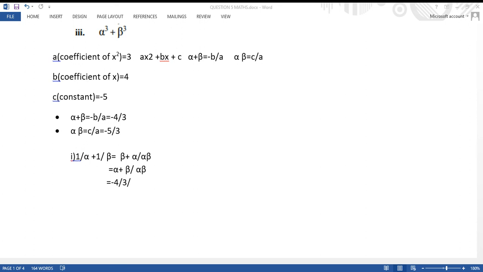We square it. Negative 4 squared, that is 16. 3 squared, that is 9. Negative 2 times negative 5, that's positive 10 over 3. This negative and this negative make it positive. Our common denominator here is 9. 9 divided by 9 is 1, 1 times 16 is 16. Plus 9 divided by 3 is 3, 3 times 10 is 30.